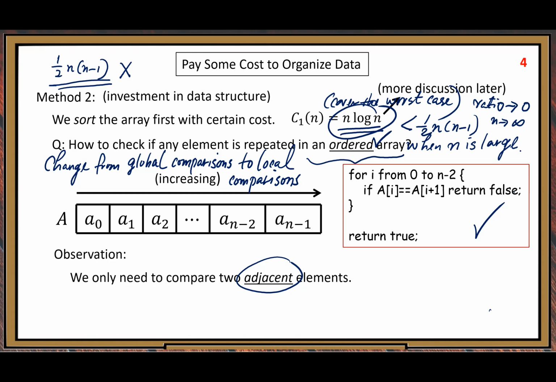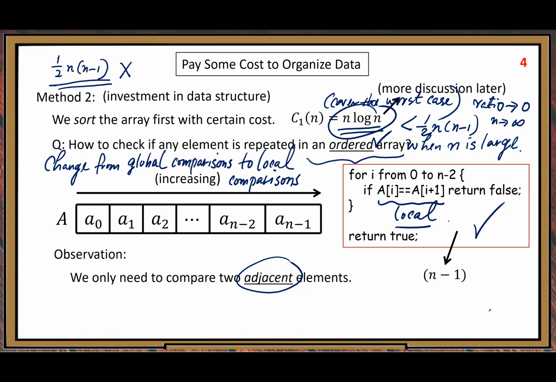If it is true, that means there are some duplicate elements. If it is false, that means there is no duplicate element in this array. That's simple, right? Because here the comparison is the local comparison. Think about that. Local comparison.